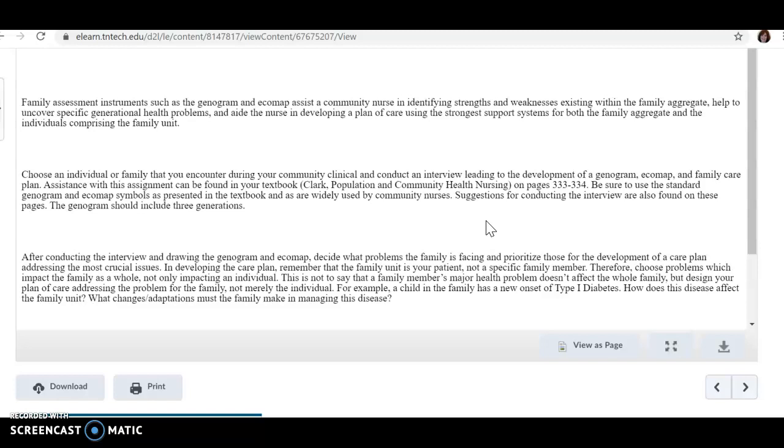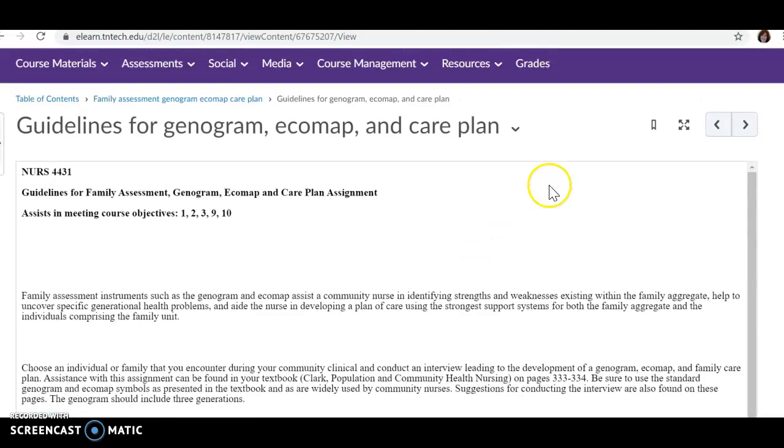The ecomap has more to do with the family support systems for the patient, where that family member may feel stress, so that the public health nurse can direct the patient to the correct support systems and get an idea of what support systems there are in order to help a patient manage a disease process. And then the last part of this assignment is the care plan, and the care plan is based around the family, not necessarily the individual. Does that mean the individual is not included? No. Of course the individual is included. However, it has more to do with helping the family manage it.